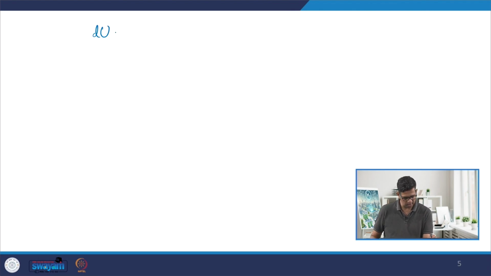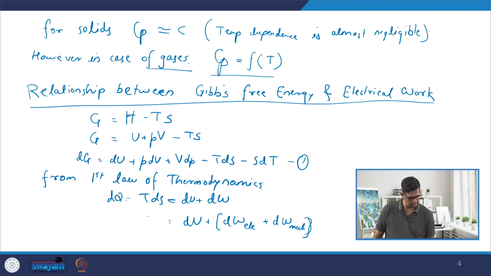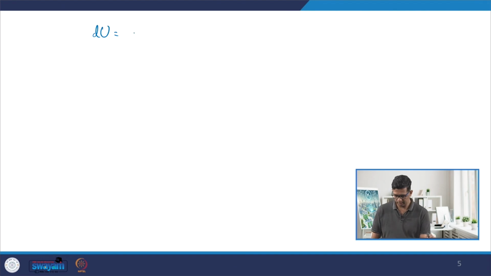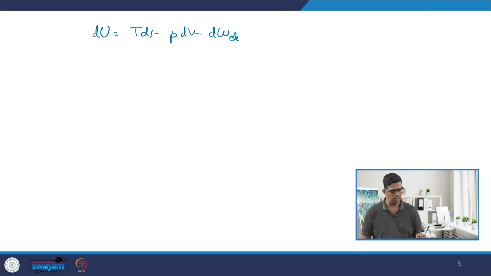So, sorry, I go back. dq equals, or this is also equal to TdS. Let me change it to calculate for internal energy. So we have dU equals TdS minus PdV minus dW electrical, because in our case the mechanical work is 0. If you take an example of a fuel cell or electrolyzers, there are no moving parts, so mechanical work is 0 there. So we are only focused on the electrical work. Let's call this equation 2.